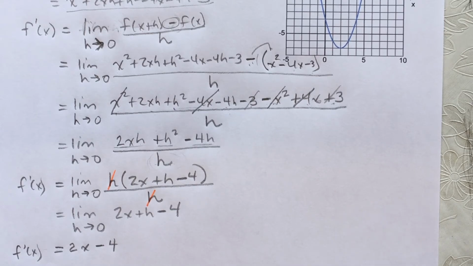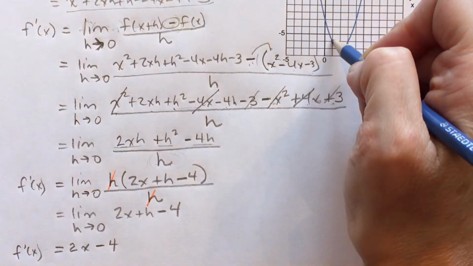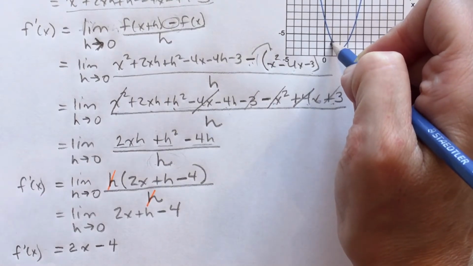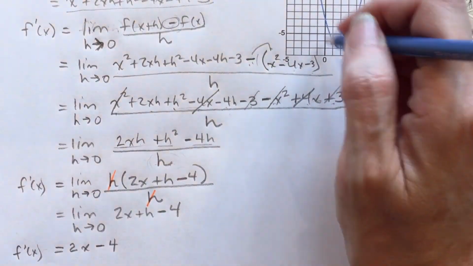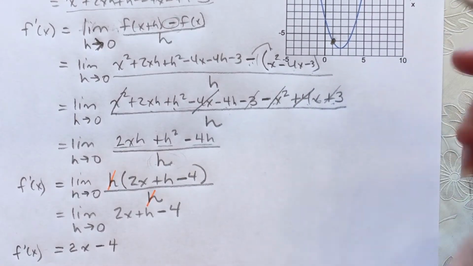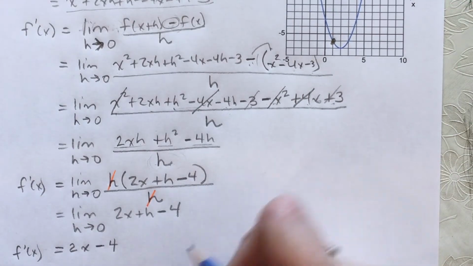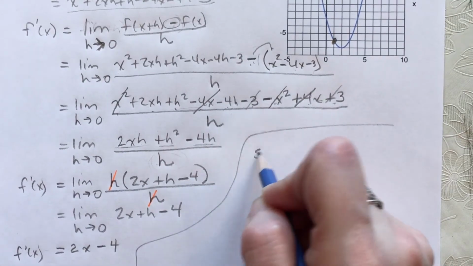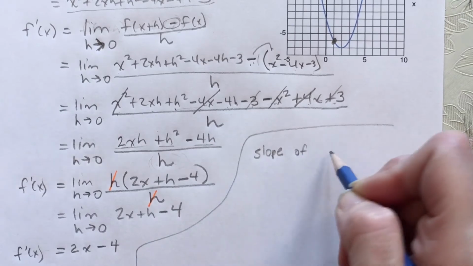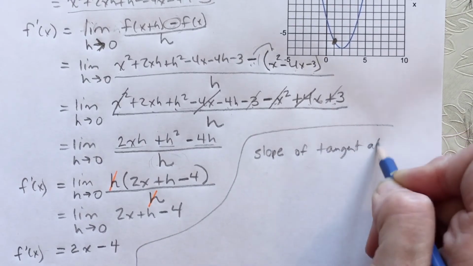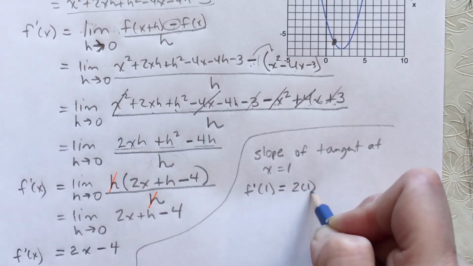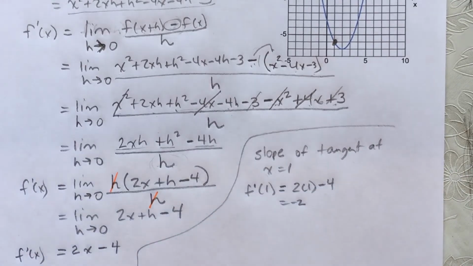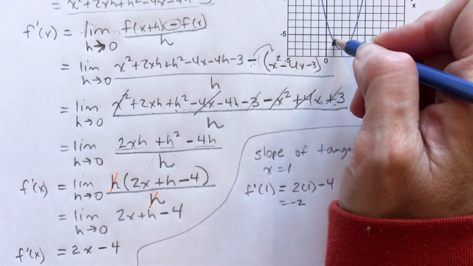So then this question asks me, can I find the slope of the tangent at 1? When x is 1, that's where my point would be right here. If I was drawing a tangent in, I would expect it to be negative, and a lot steeper than the last tangent that we drew in. So finding the slope of the tangent at 1 is the same thing as finding f prime at 1, which gives me negative 2. So the slope of the tangent at this point would be negative 2.